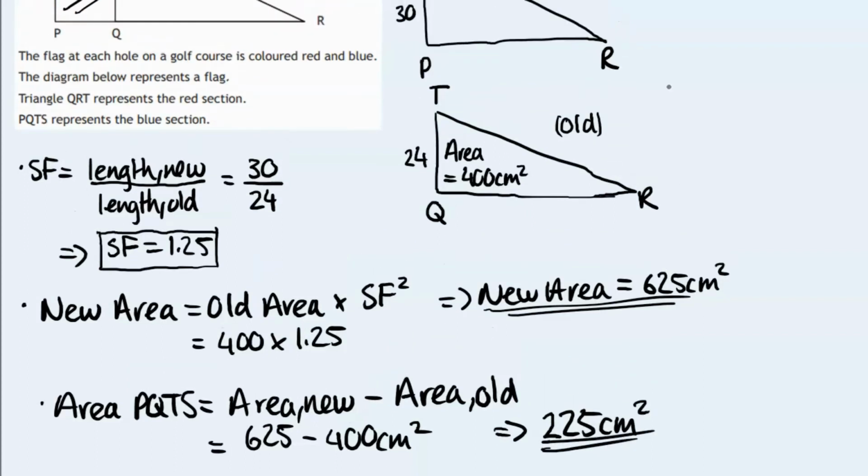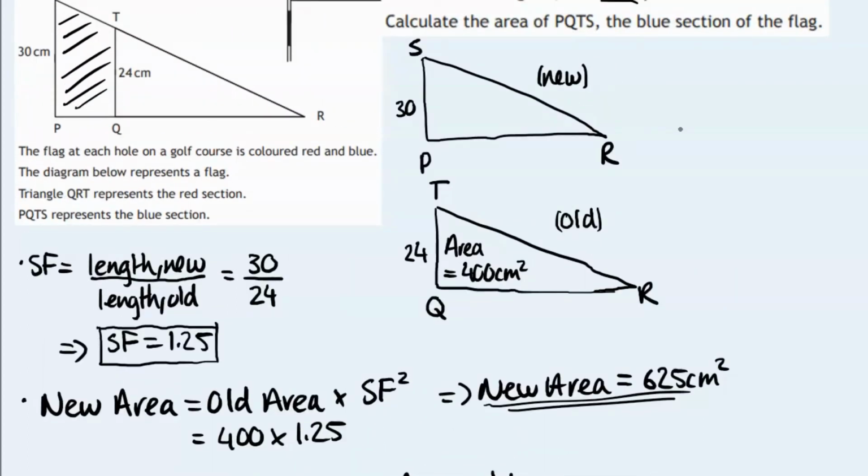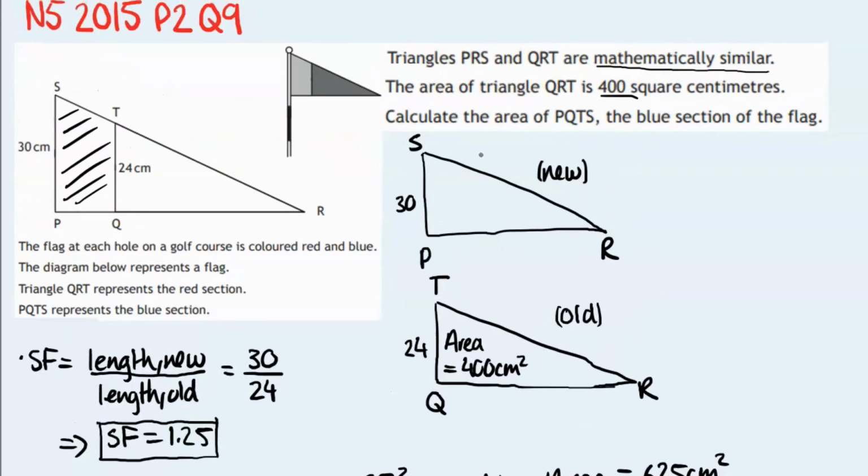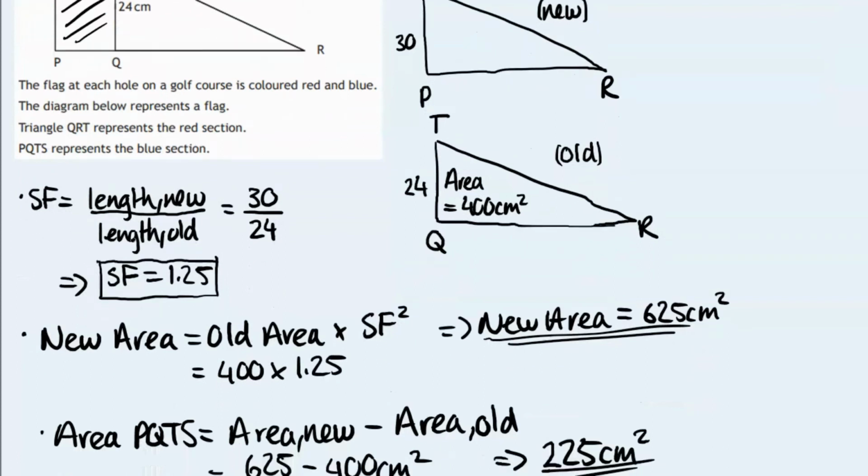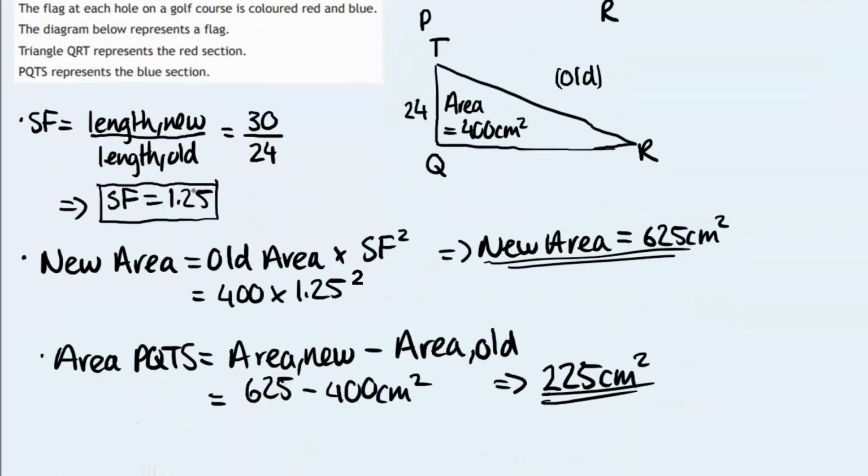Alright, so as you can see, the first couple of steps were exactly the same as the previous question. We drew the triangles, we labelled them new and old, used the scale factor formula, and then used that scale factor formula to find the area of the new triangle. But then we had to do this last step here to find this random shape, area PQTS. But as you can tell, it's the same process as before.